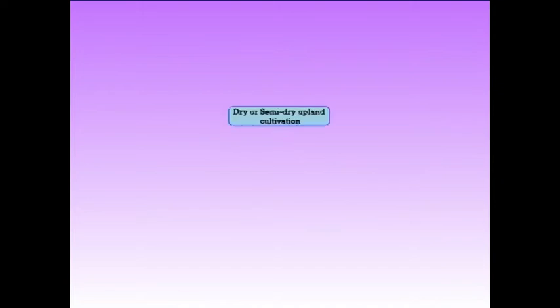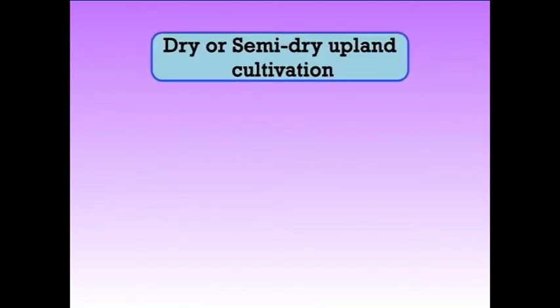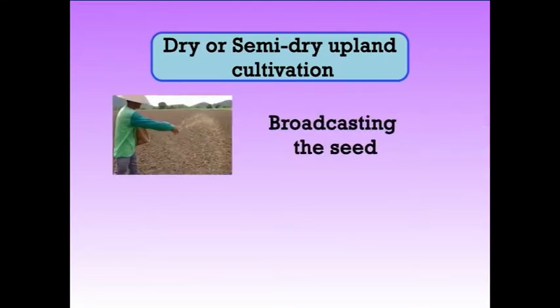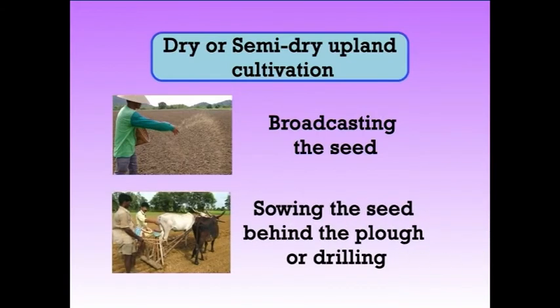Now let's see about the different methods of cultivation of rice. Rice can be grown with the following methods. The first one is dry or semi-dry upland cultivation. This may be done either by broadcasting the seeds or by sowing the seeds behind the plow or drilling.